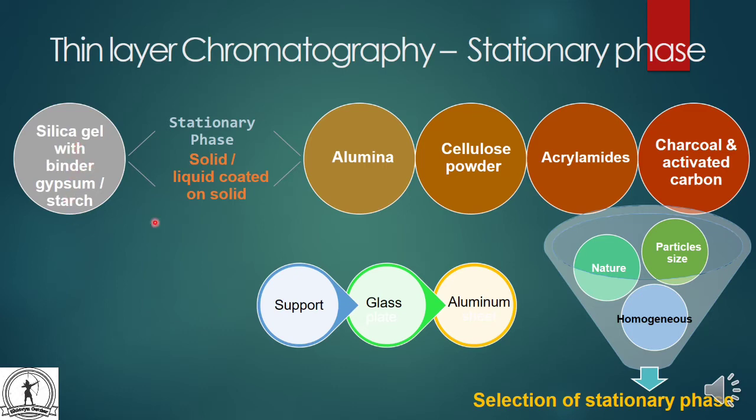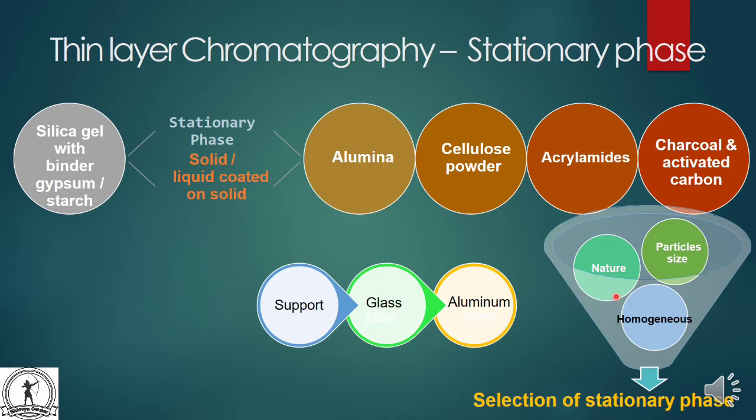Now as a solid stationary phase, we can use alumina, cellulose powder, acrylamide, charcoal or activated carbon. These solid stationary phases have positive points. First, all these materials differ in their particle size, with values up to the micron level. So it plays a very important role in separation science.